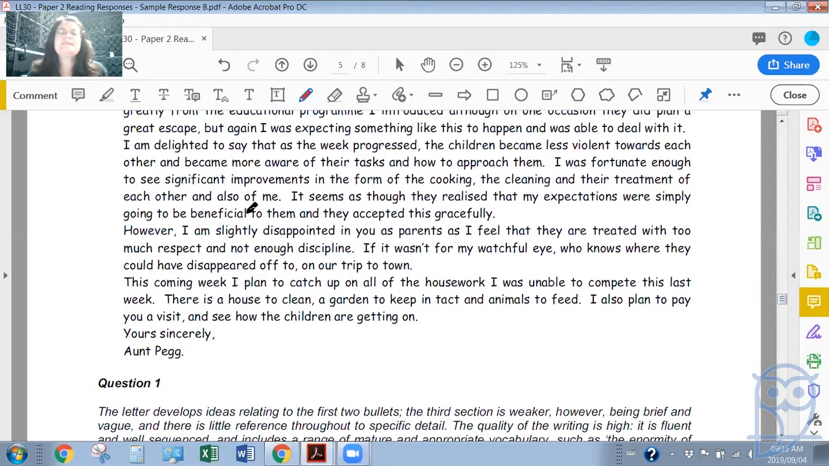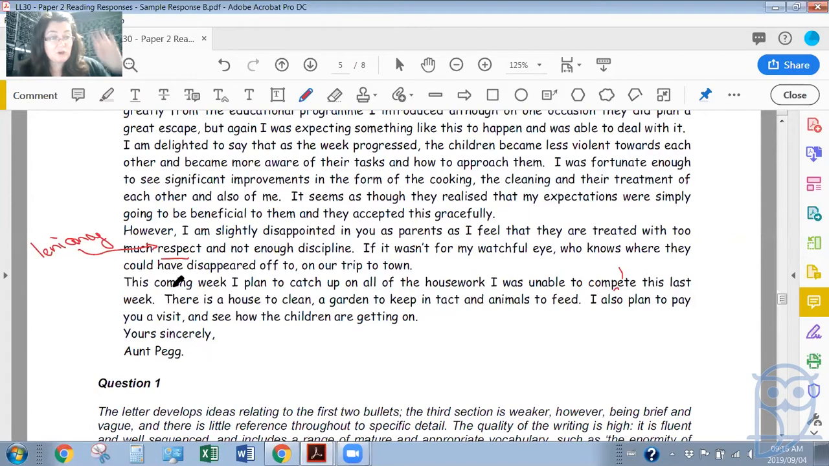However, I am slightly disappointed in you as parents, as I feel that they are treated with too much respect and not enough discipline. I would perhaps have used the word leniency here, when you are lenient, okay? Leniency, right? So, if it wasn't for my watchful eye, who knows where they could have disappeared off to on our trip to town. This coming week, I plan to catch up on all of the housework I was unable to complete, should have been this last week.